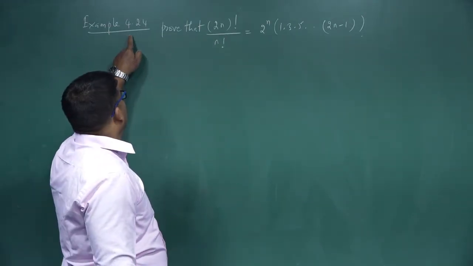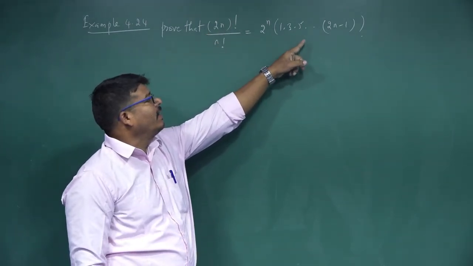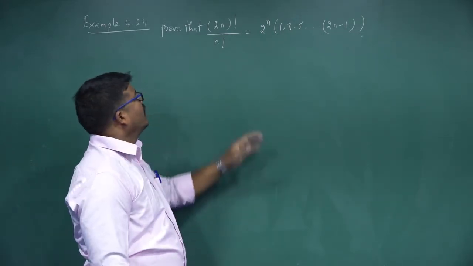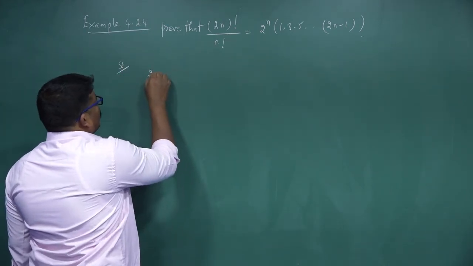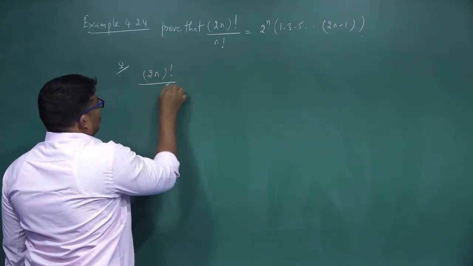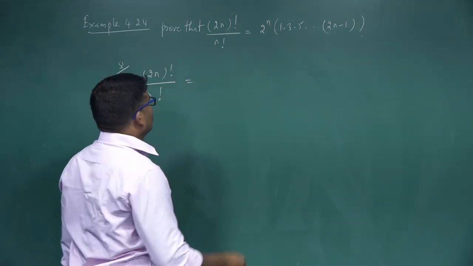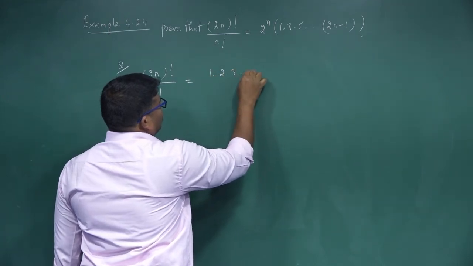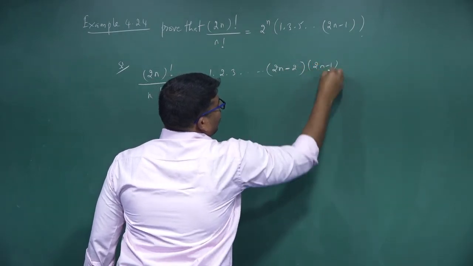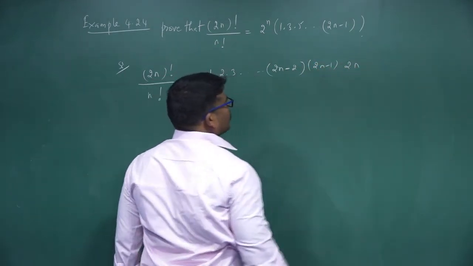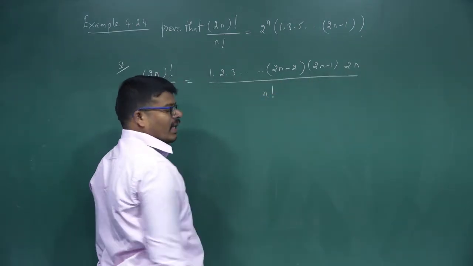Next one, example 4.2: prove that 2n factorial by n factorial equal to 2 power n into 1 into 3 into 5 and so on up to 2n minus 1. Taking LHS equal to RHS, to prove LHS equal to RHS: 2n factorial by n factorial. 2n factorial in expanded form is 1 into 2 into 3 and so on up to 2n minus 2 into 2n minus 1 into 2n, divided by n factorial.